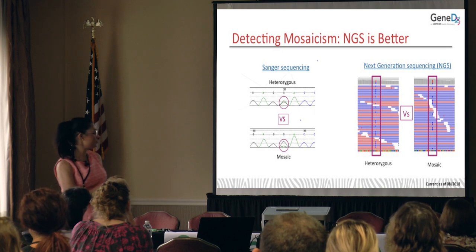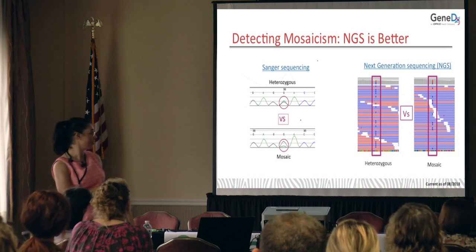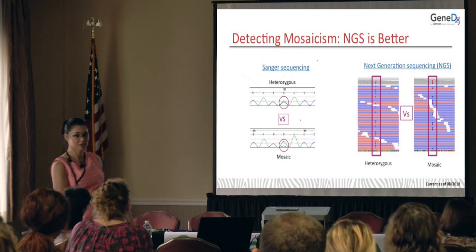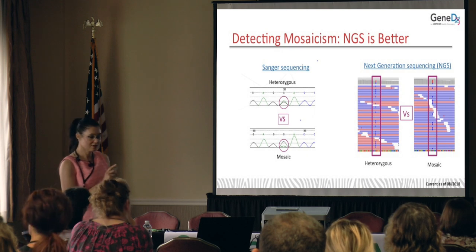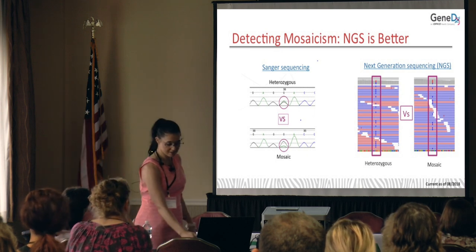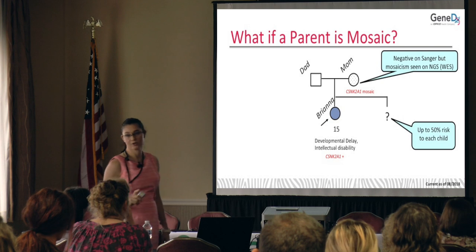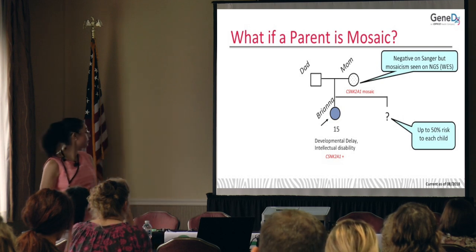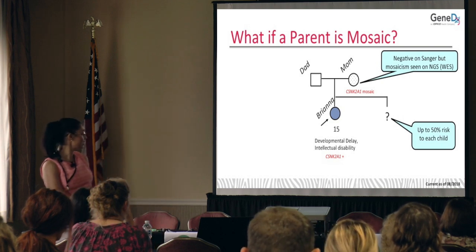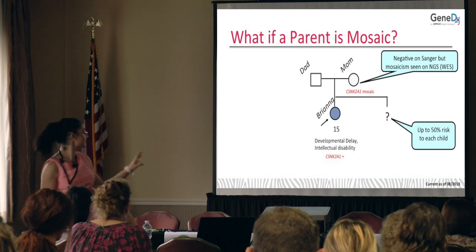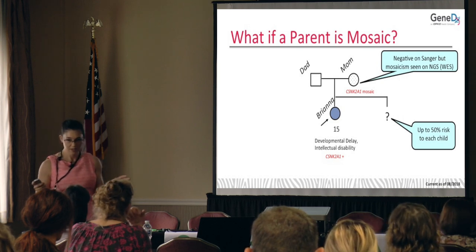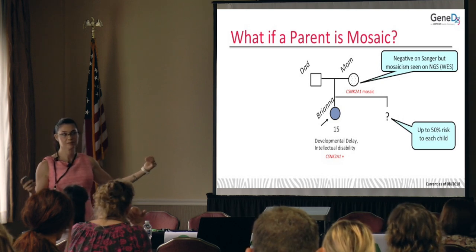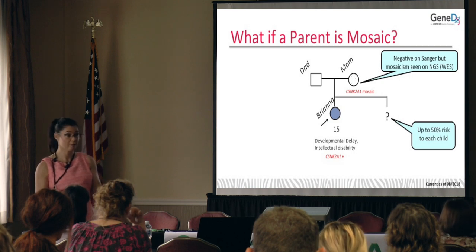We don't see mosaicism very well on Sanger, and we see it better on next generation sequencing. So it's better if, as parents, you can be tested with next generation sequencing, because there is a chance, and I don't know if this has ever been described with CSNK2A1, so this is very cutting edge. This is just something we're finding out about other neurodevelopmental syndromes that we didn't even know before we had this technology.